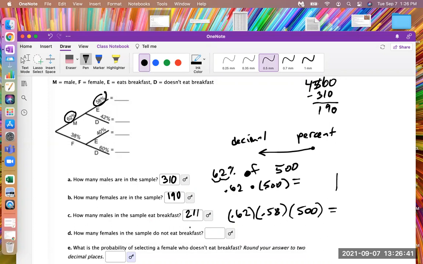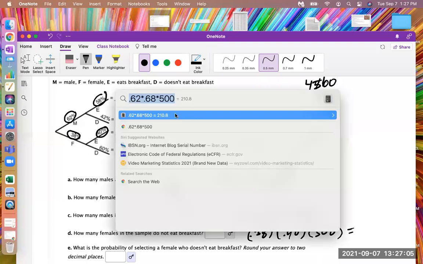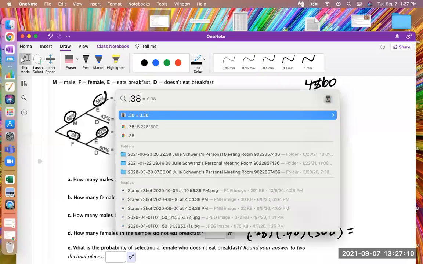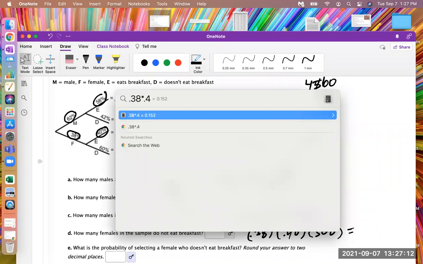Then how many females do not eat breakfast? So this is females, and that's do not eat breakfast. So we'll do 0.38 times 0.4 times 500, and we get 76.